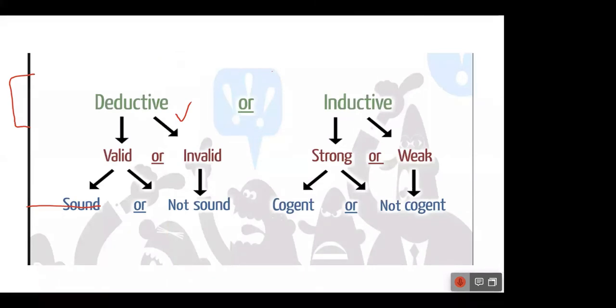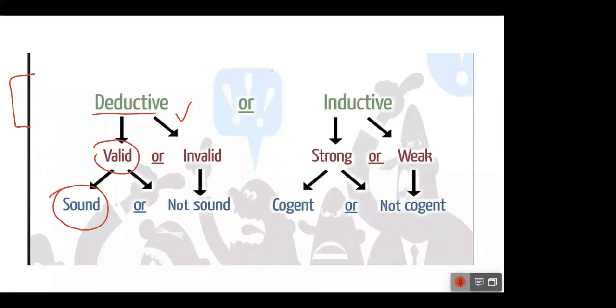So when you have a deductive argument, the first thing you ask is whether it's valid or not, whether the structure is valid, and then you want to see if it's sound, meaning if the premises are true or not.